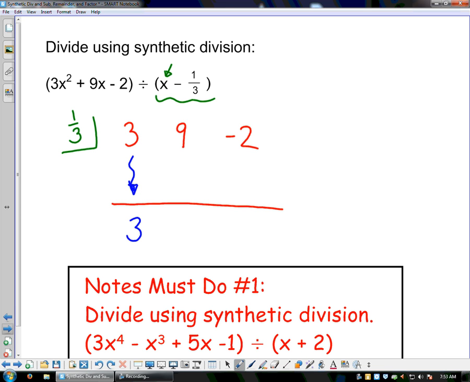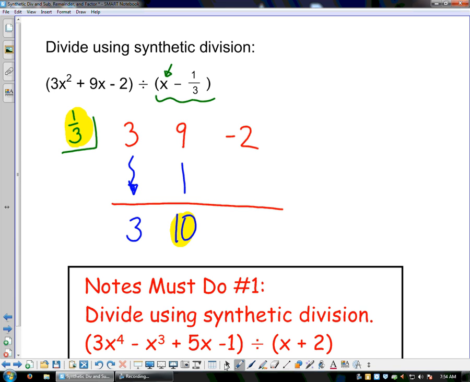Multiply by the number on the outside there. So take 3 times the 1/3 here, and we get 1. Then we add the 9 and the 1, so we get 10 there. Now we need to multiply that 10 by the 1/3 out front.